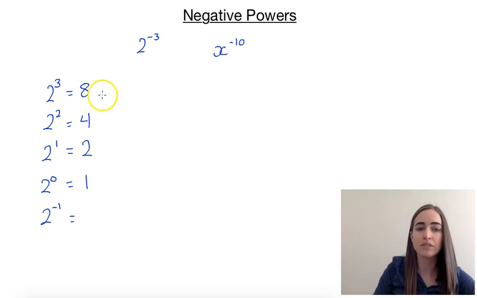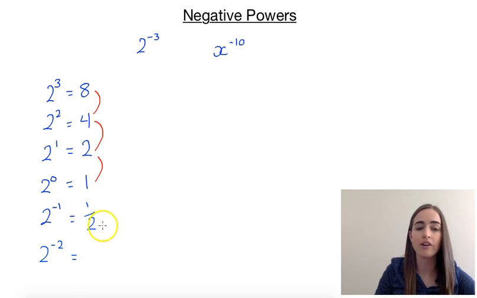So if we look at these numbers down the side, we can see that each time we're dividing by 2. So if we divide this by 2 to get down to this next one, we would have a half. Then if we looked at 2 to the power of minus 2, we'd divide this half by 2. So a half divided by 2 would give us 1/4. We could also rewrite that as 1 over 2 to the power of 2, because 2 to the power of 2 is 4.